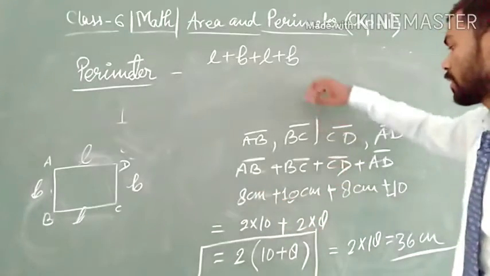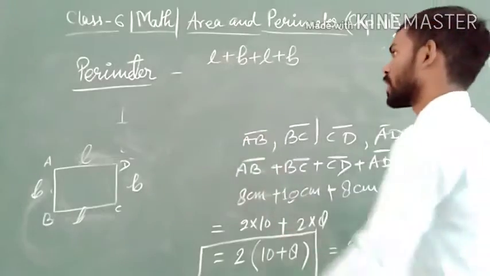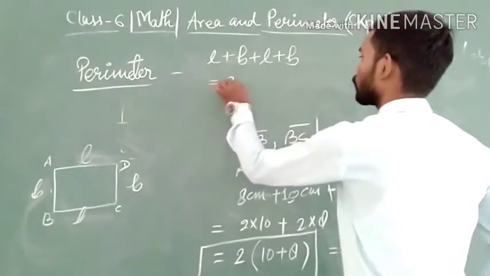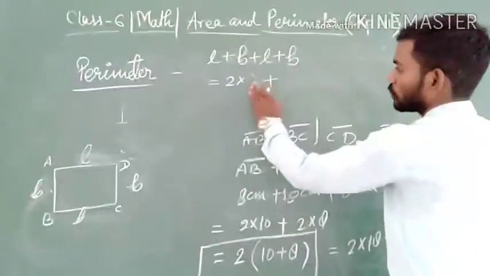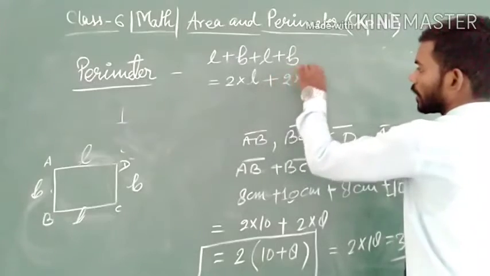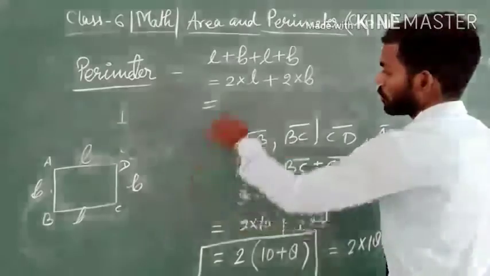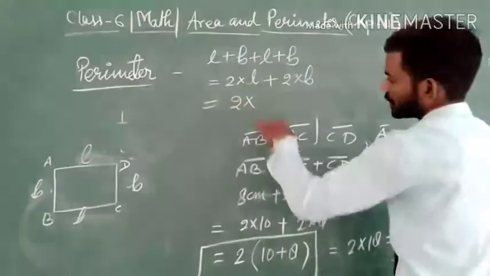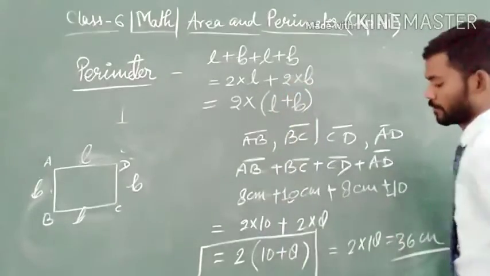You will find that L is for 2 times. That's why it can also be written as 2 multiplied by L. And B is also for 2 times. That's why it can also be written as 2 multiplied by B. And 2 is common in both terms. That's why 2 can be taken as common. And here we get L plus B.